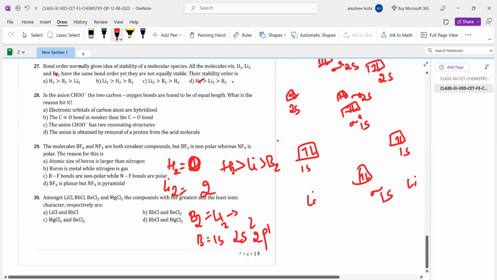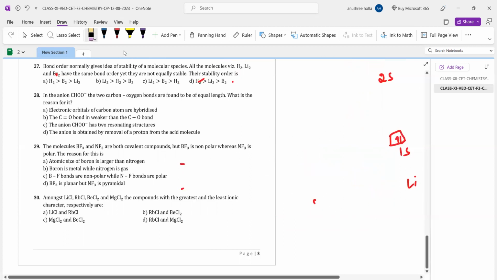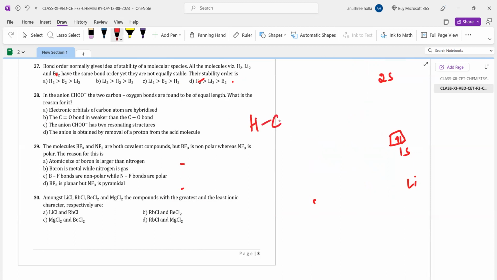In the anion HCOO minus, the 2 carbon-oxygen bonds are found to be of equal length. What is the reason for it? Whenever you observe an equal bond length, the only reason should be its resonating structure.